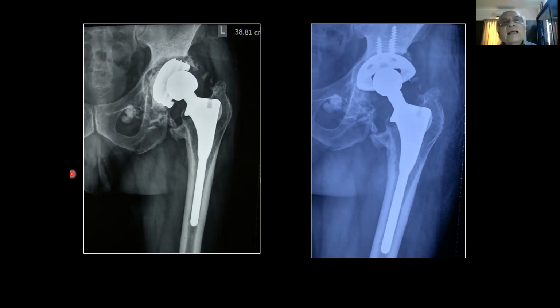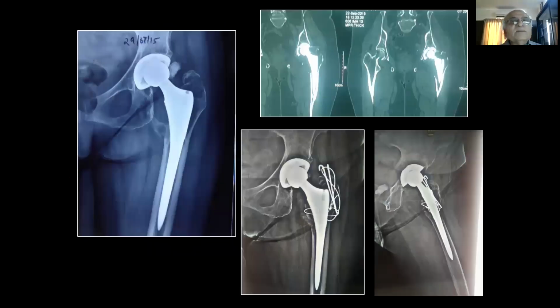This is the second example. Look at the metaphyseal lesion, and already at the trochanter there is a fracture. On the CT scan, if you look here, there is a trochanteric fracture, and there is no medial bone. So there is no medial bone.